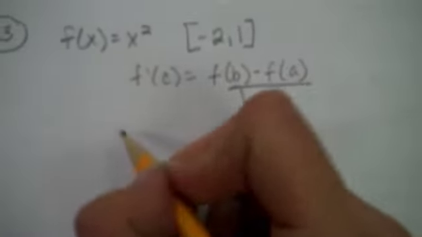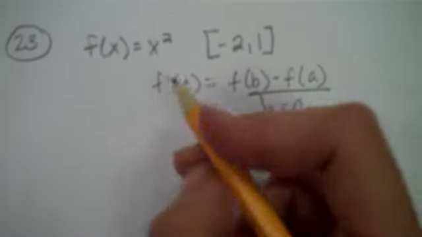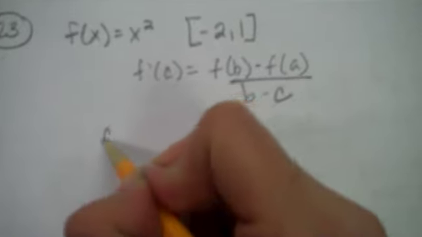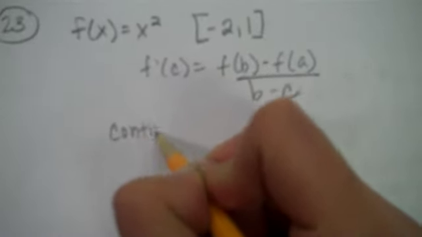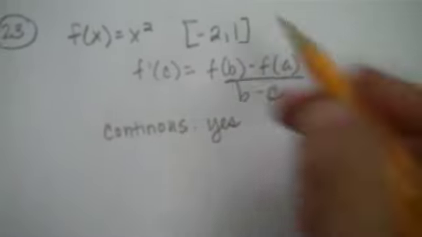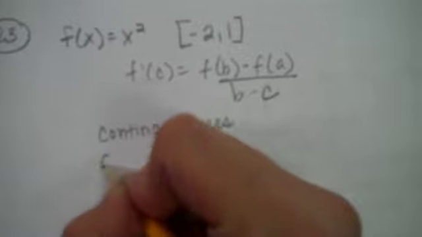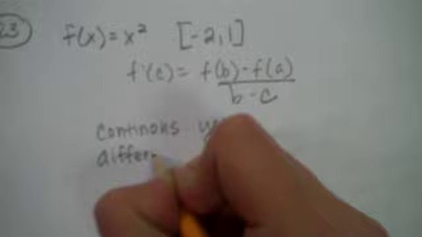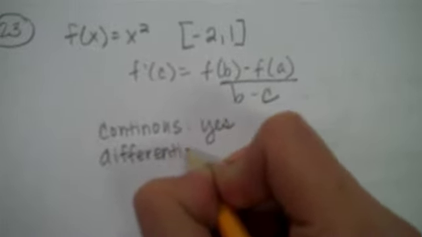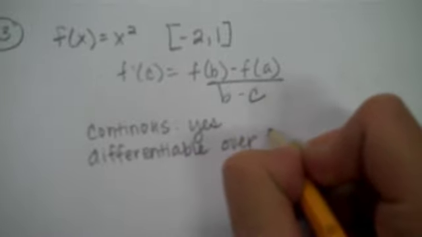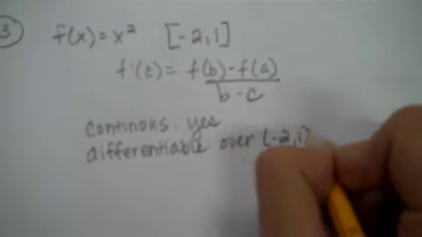And to do that, it has to satisfy two ideas. It first has to be continuous. So when you're looking at this, is it continuous? Well, yes, it's a polynomial, and please remember that polynomials are always continuous. So yes, because it's a polynomial. I'm also going to have to ask myself, is it differentiable over this interval? And part of the definition states that in order for this theorem to work, it has to be differentiable over the interval -2 to 1. And it is the open interval, so keep that in mind.